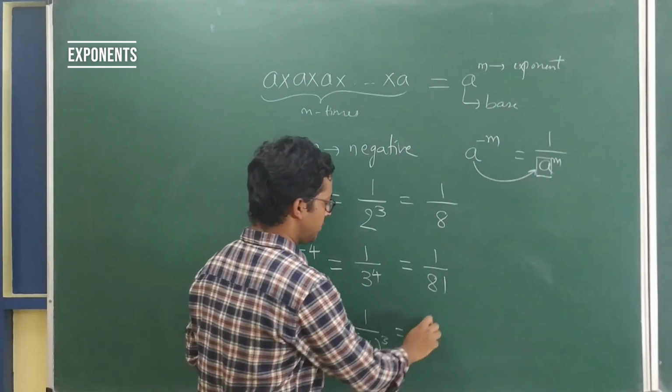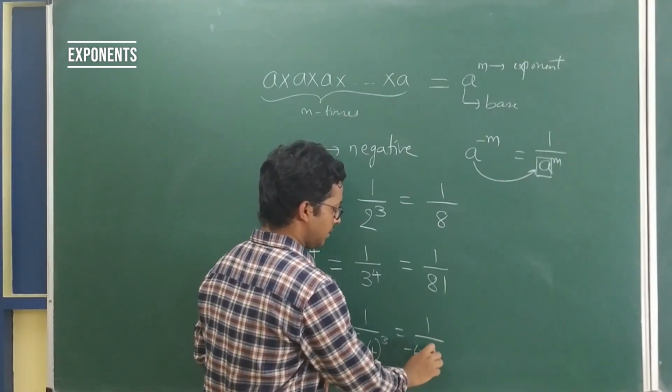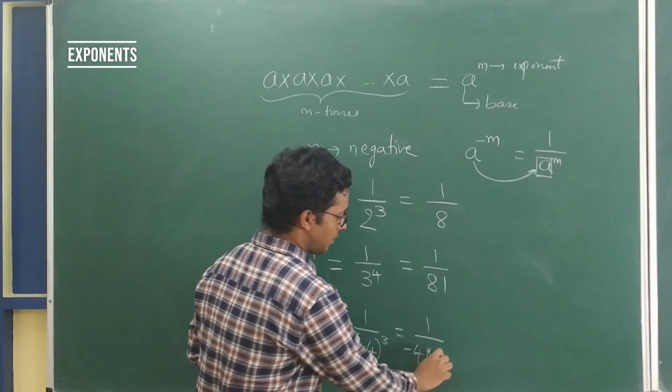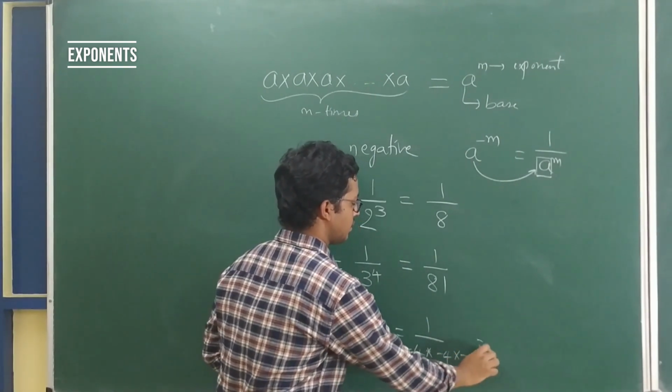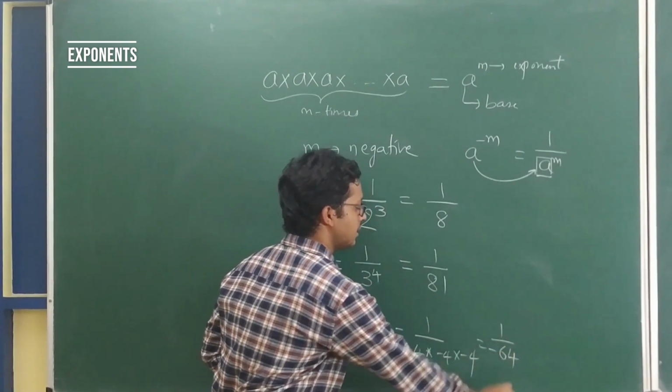So what will this be now? 1 by minus 4 into minus 4 into minus 4. So this will be 1 by minus 64.